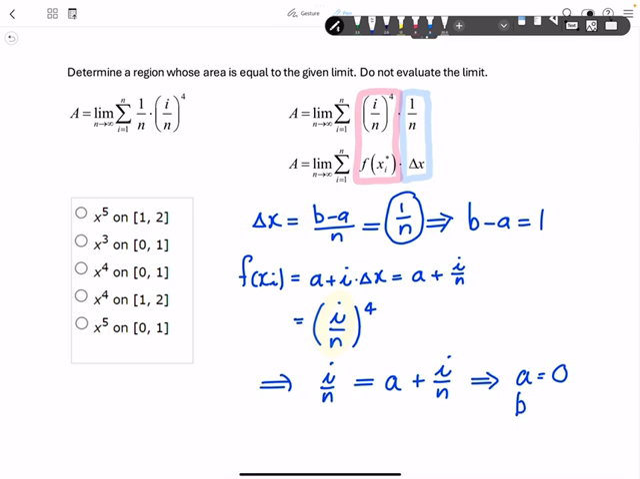So if a is equal to 0, that means b is equal to 1. And the only thing that my function can possibly be, if everything on the inside, the i over n, is my x, then f of x sub i, in this case, is the i over n raised to the power 4. This means that f of x is equal to x to the power 4. So the answer that matches here is going to be this answer right here. All right. Hope these hints were helpful.